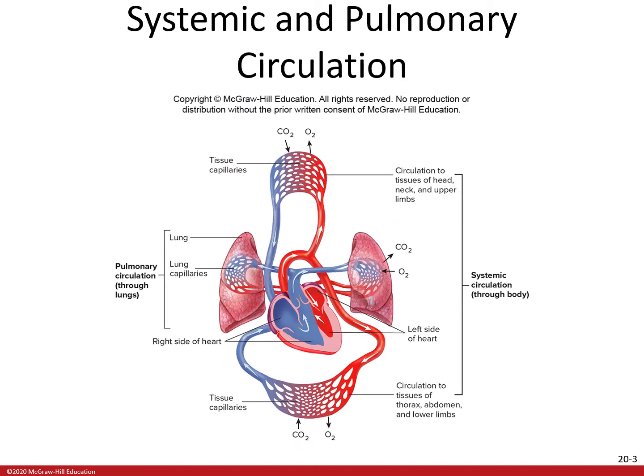So this is a nice graphic showing the circulatory system split into those two parts, the systemic and the pulmonary circulation. You can see that the pulmonary circulation is the pathway of blood from the heart to the lungs and then back, while the systemic circulation goes through the entire body.